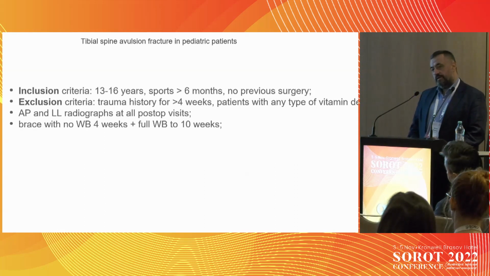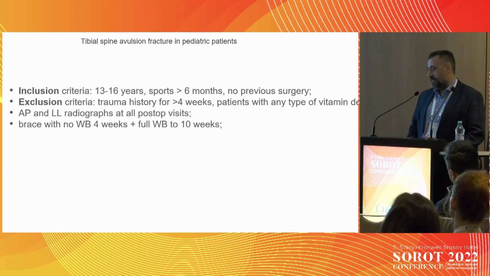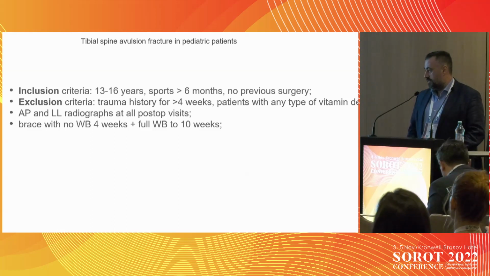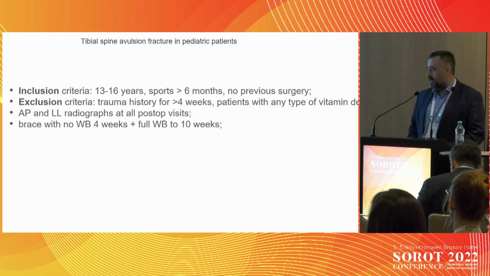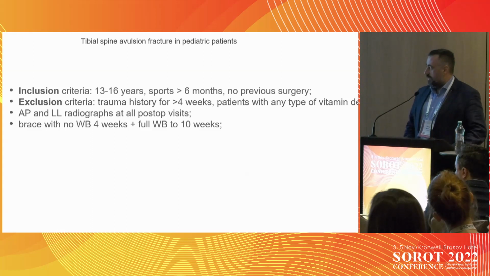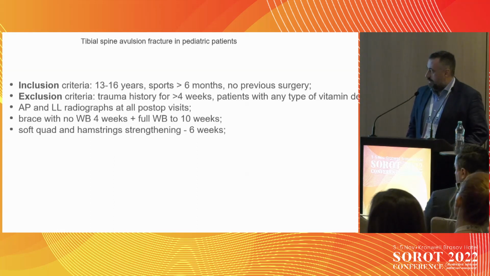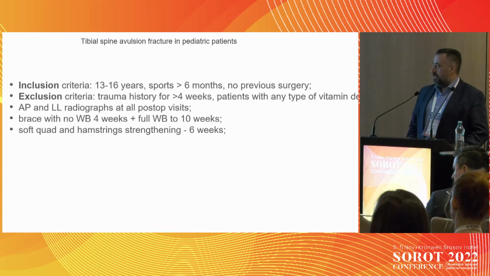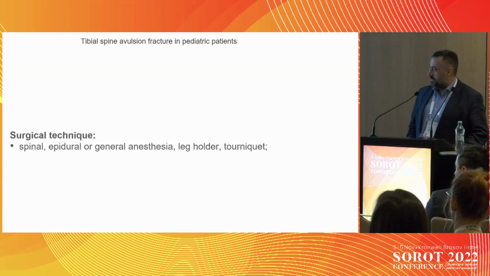I think it's very important to follow a certain protocol regarding rehabilitation and full weight bearing. Nowadays I'm more cautious in weight bearing, allowing the patients early range of motion. Basically this was our rehabilitation protocol: no weight bearing the first month, and after that to 10 weeks full weight bearing. The strengthening of the quad and hamstring started slowly at 6 weeks.